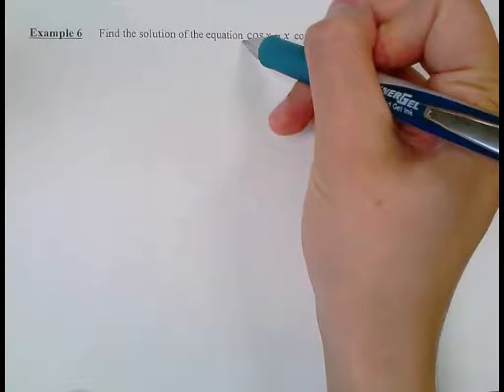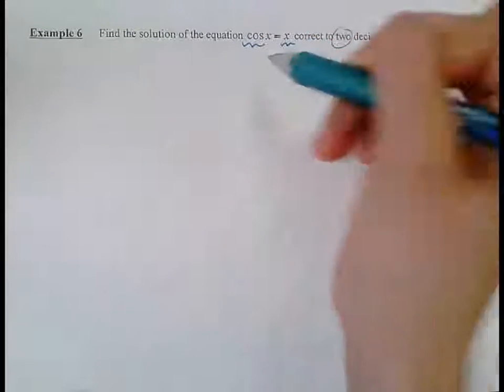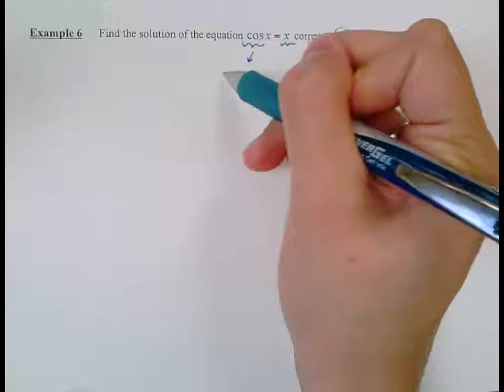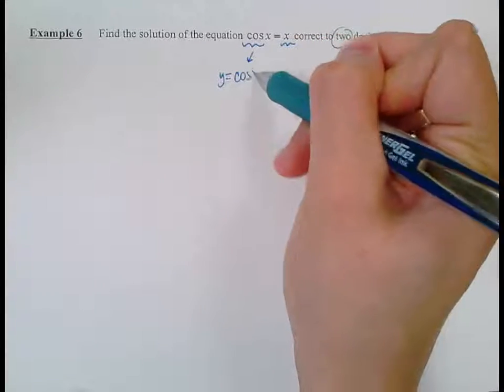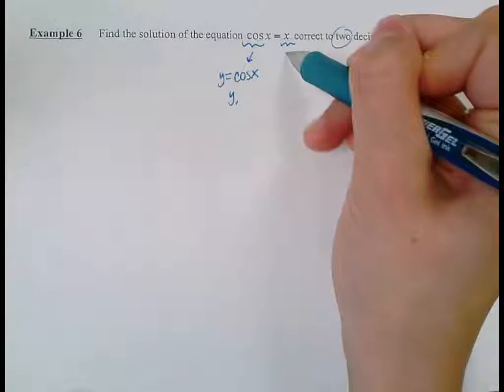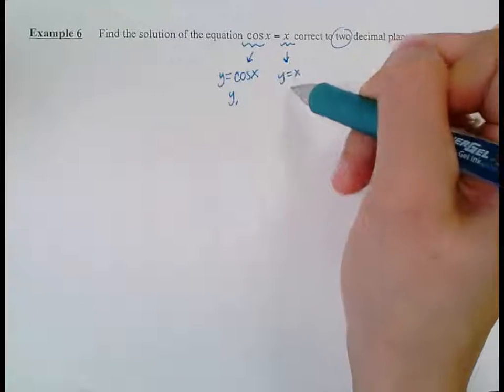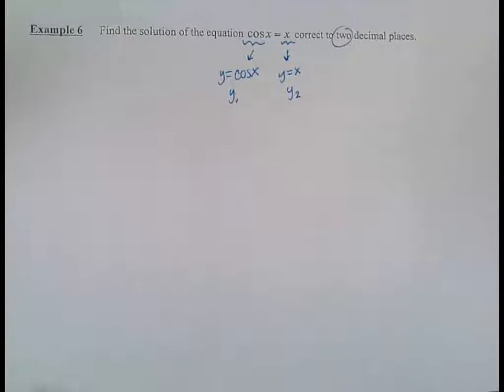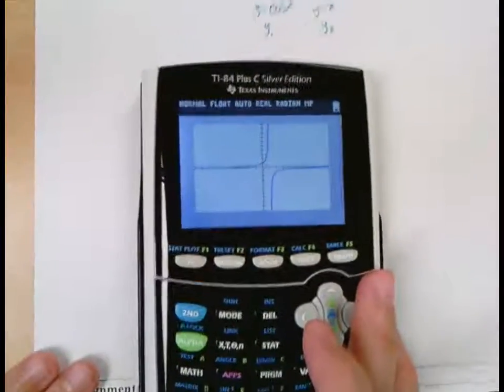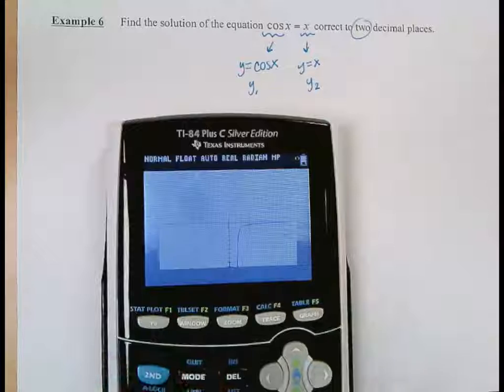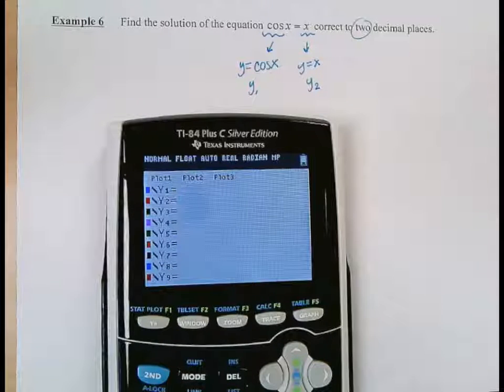So what we can do is we can graph each side of our equation. I can graph y equals cosine of x, and maybe I'll graph that in y1, and then I can graph y equals x, and I'll graph that in y2. So I'm graphing both on the same screen. So I'm going to go back to my y equals, clear my previous graph. You should see sine, cosine, and tangent keys on your calculator. So cosine of x, I'll put in y1, and then just x, y equals x into y2.